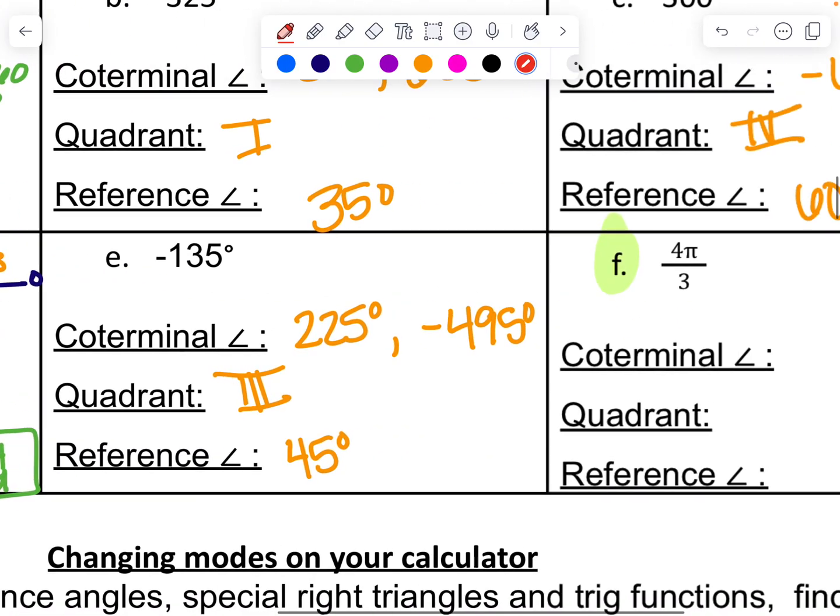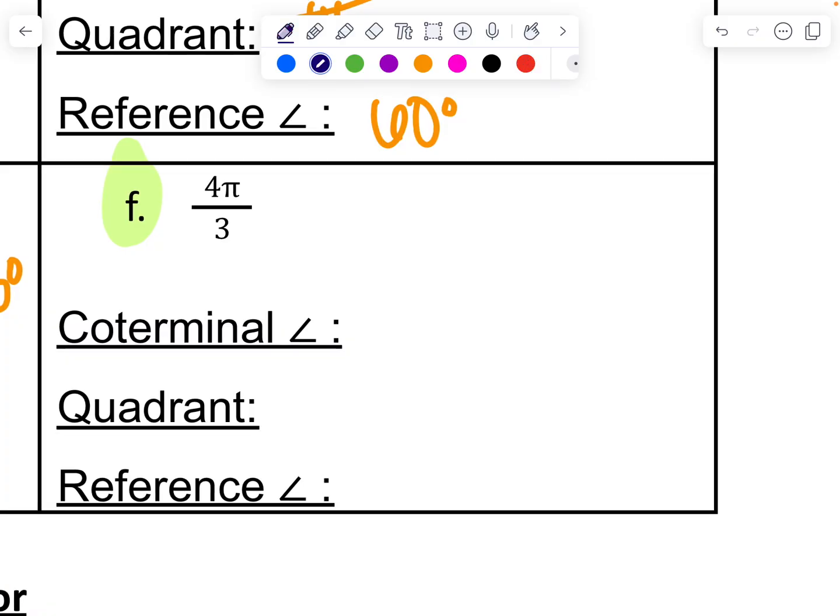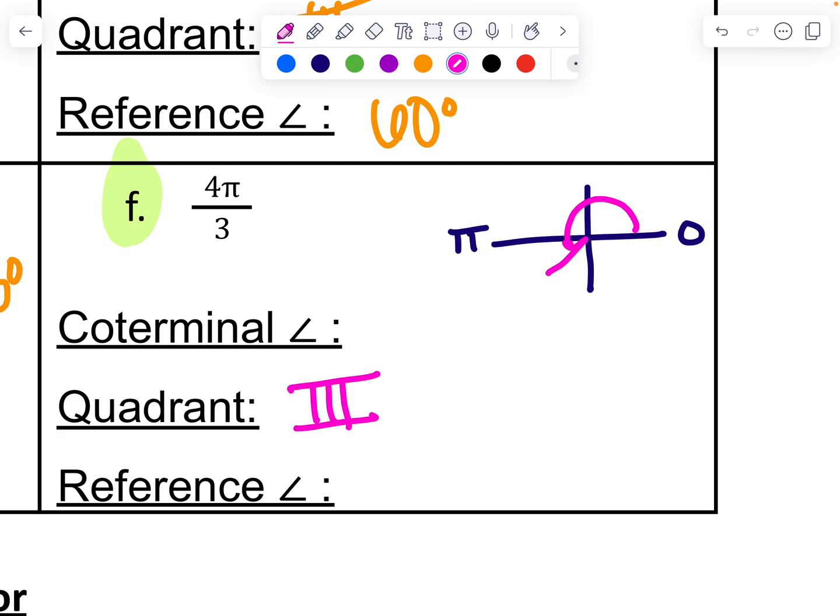Okay. All right, last one, 4 pi over 3. All right, back to something that's a little bit more normal. Okay, so we've got 0, we've got pi. We know we're past pi because pi would be 3 pi over 3. So we're in that third quadrant, which means that my reference angle here is pi over 3. I am pi over 3 past that closest x-axis.